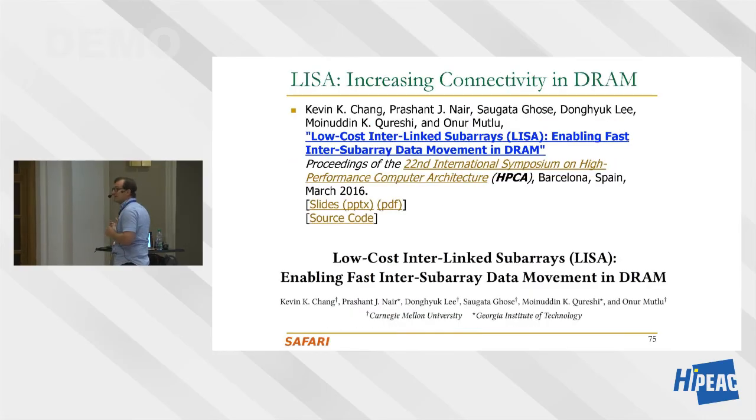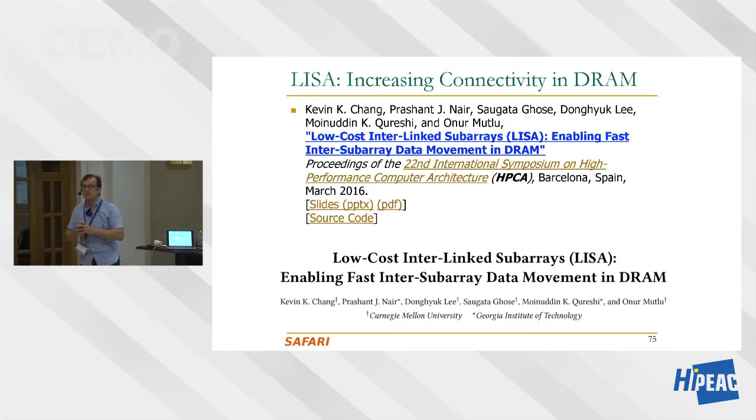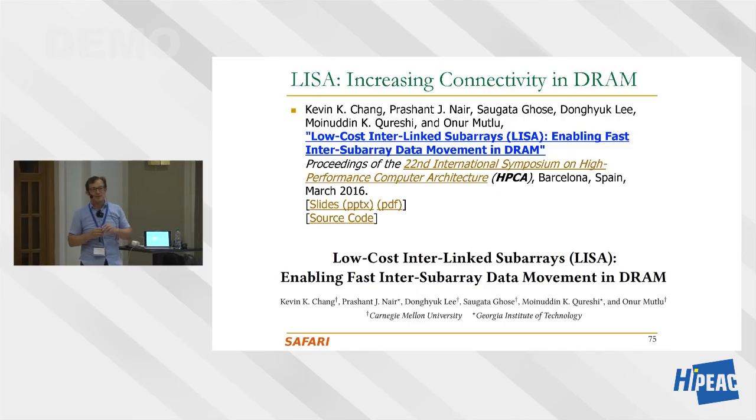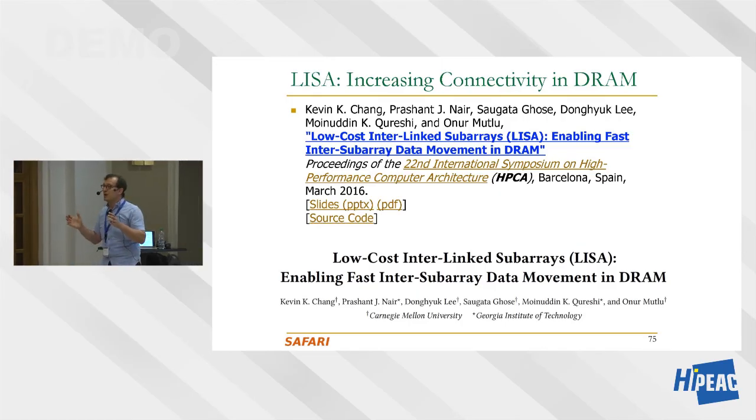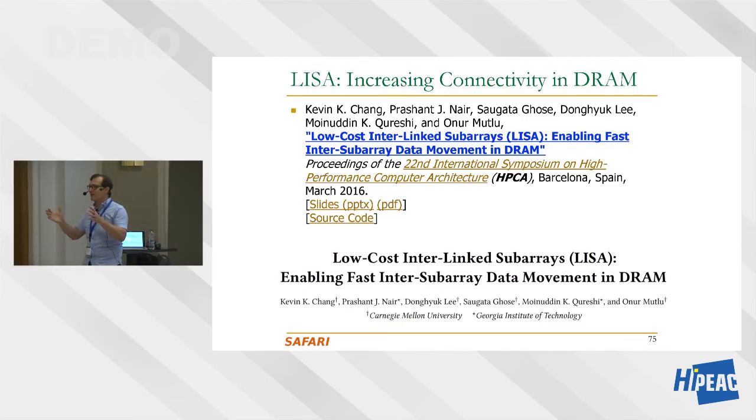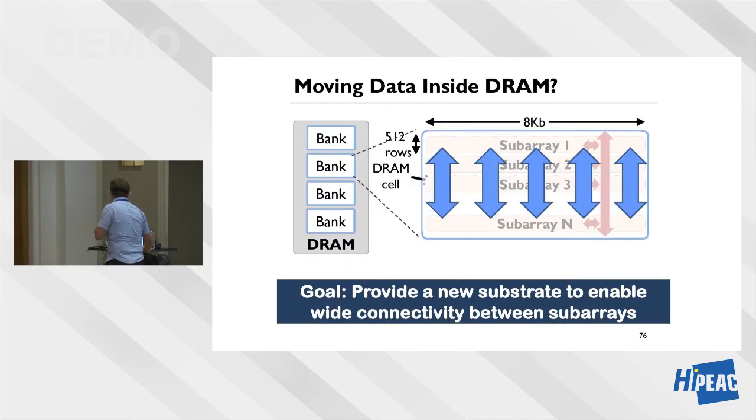So, increasing connectivity in DRAM. This sort of data movement is really limited by connectivity in DRAM. Unfortunately, whenever you want to do computation, you need connectivity, communication capability as well. My favorite example over here is the brain. The brain has a lot of connectivity, whereas our modern memory chips have very little connectivity internally. So in this work, we tried to increase the connectivity. We want to move data inside the DRAM.